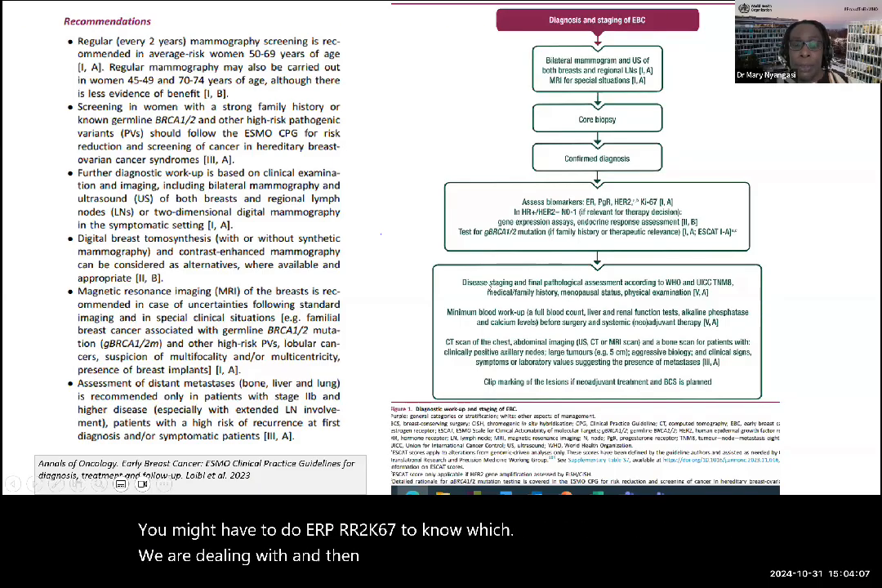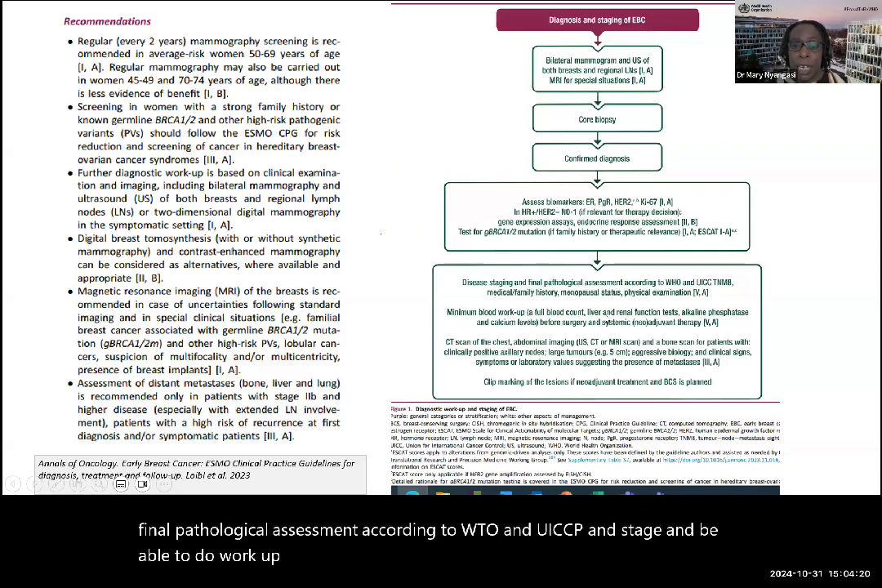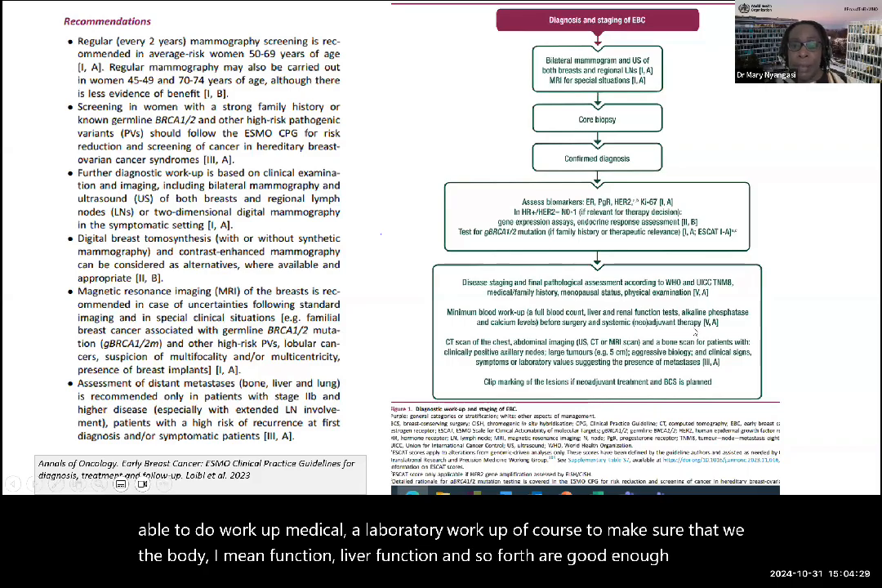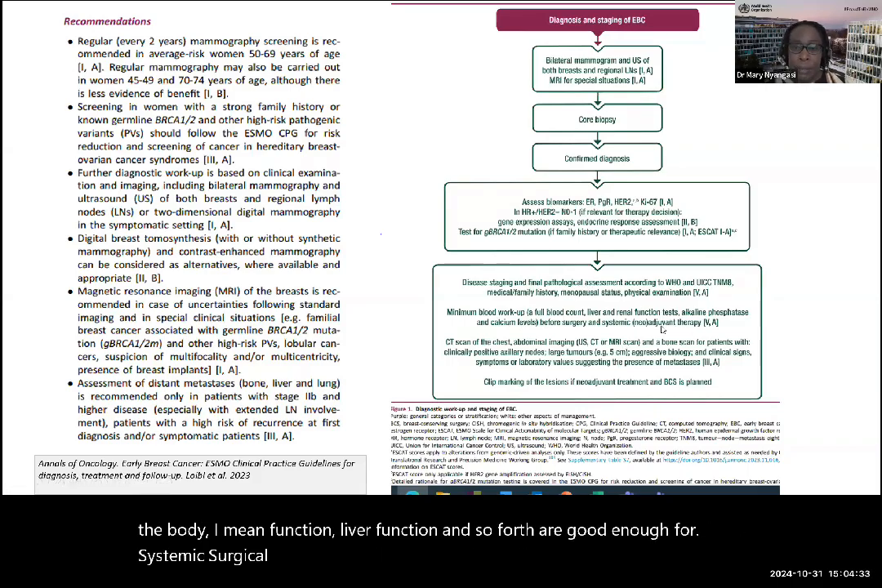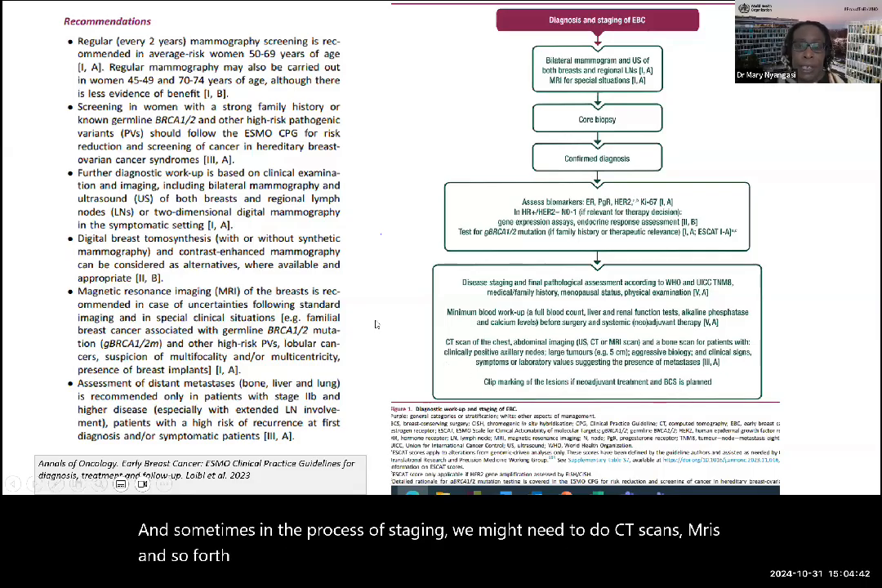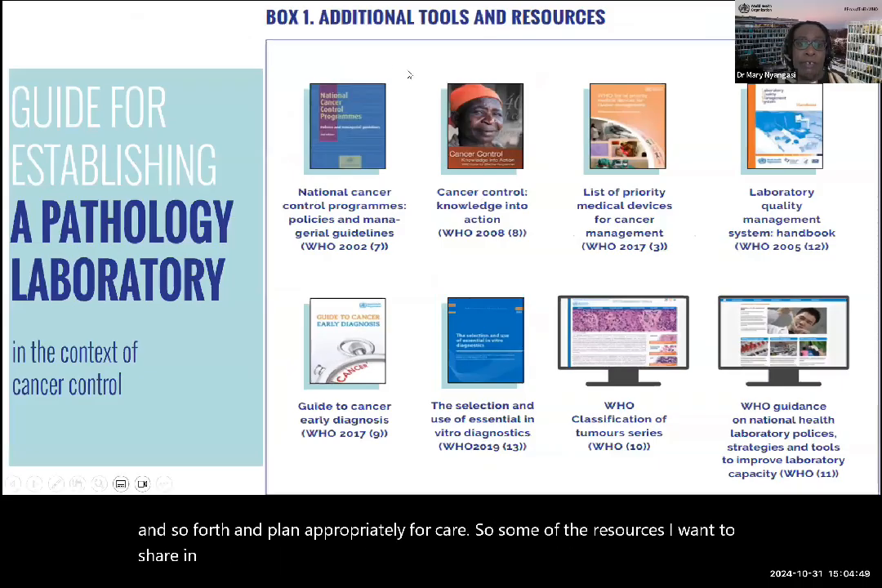And then from there, we are able to stage the disease and do the final pathological assessment according to WHO and UICC TNM staging, and do the medical laboratory workup, of course, to make sure that the body's function, liver function, and so forth are good enough for systemic, surgical, or radiotherapy treatment. And sometimes in the process of staging, we might need to do CT scans, MRIs, and so forth, and plan appropriately for care. So some of the resources I want to share in this webinar that we have available are guidelines for establishing a pathology laboratory.